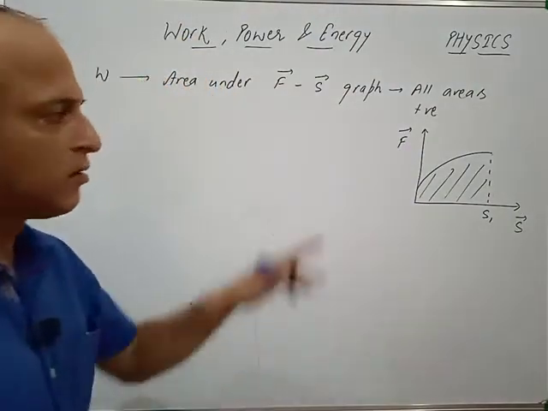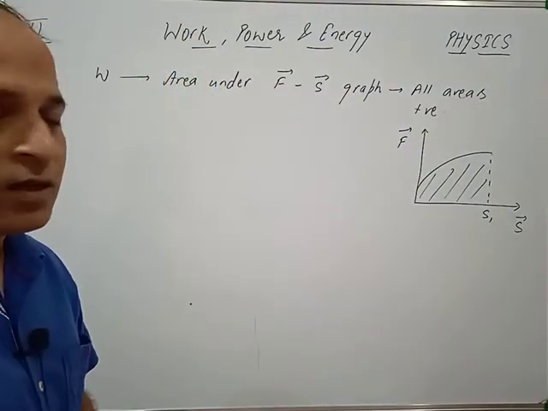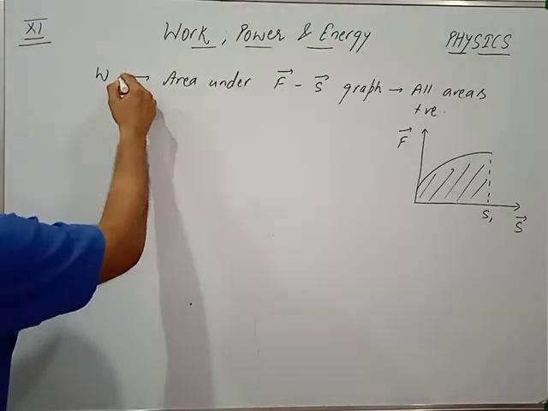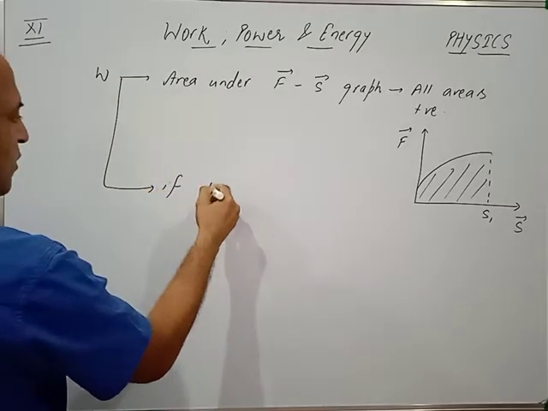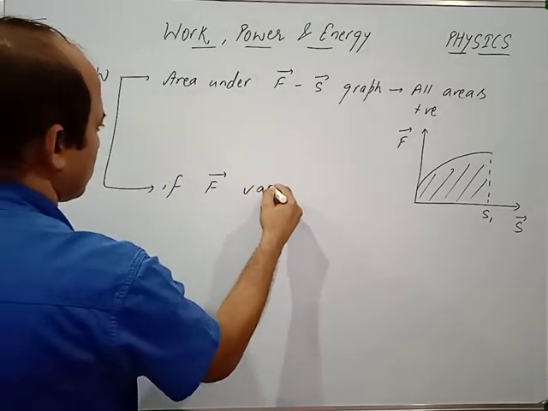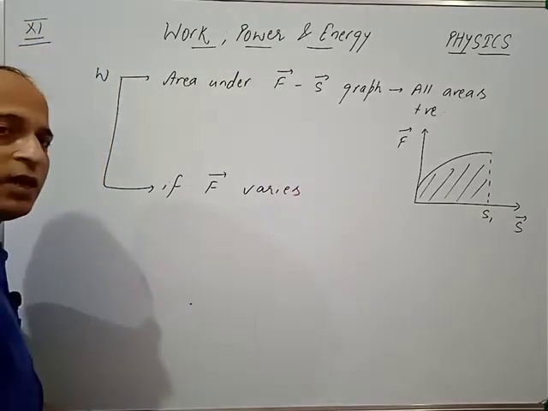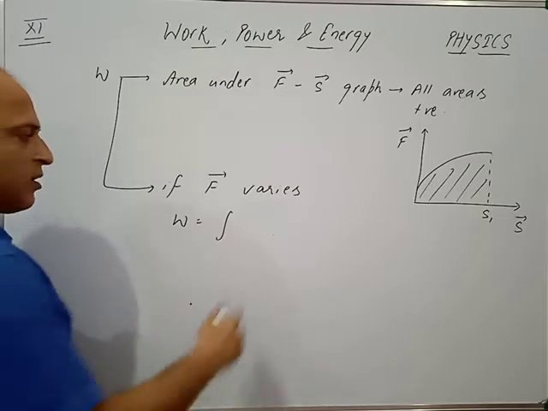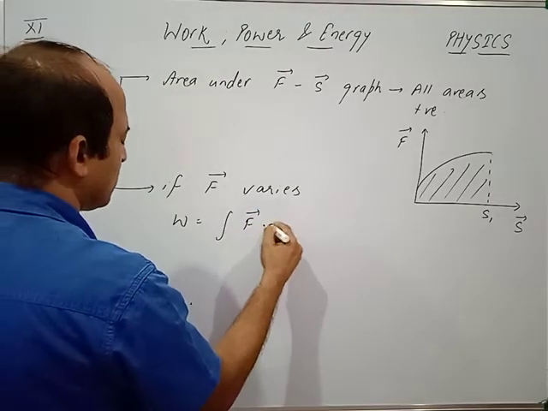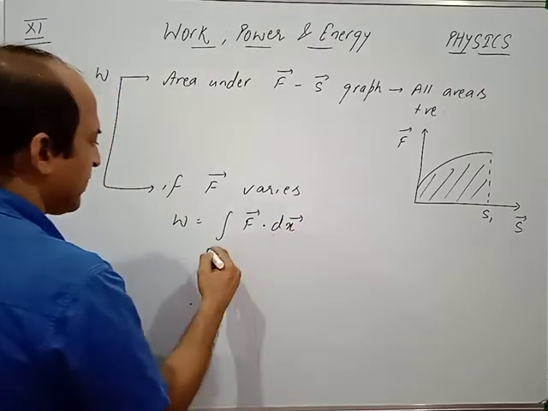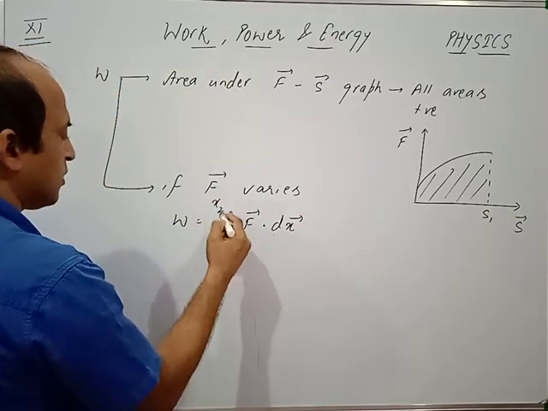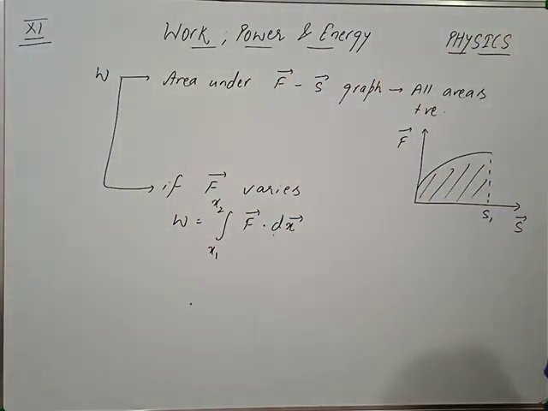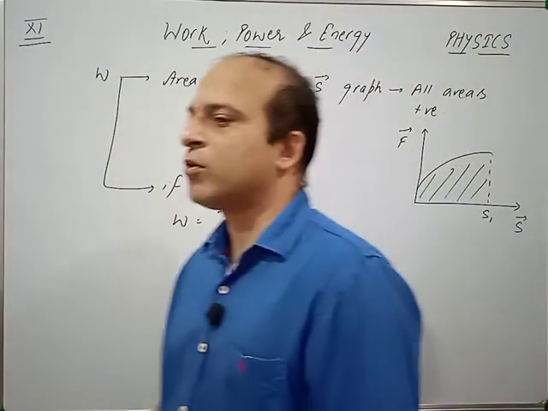But if the force is variable, the graph may be somewhat like this. How to find the area of this? Another method: if the force vector varies, then we have to apply the integration method, and your work done will be W equals integration of F dot dx from x1 to x2. That means the displacement is changing from x1 to x2 with respect to the origin for the particle.